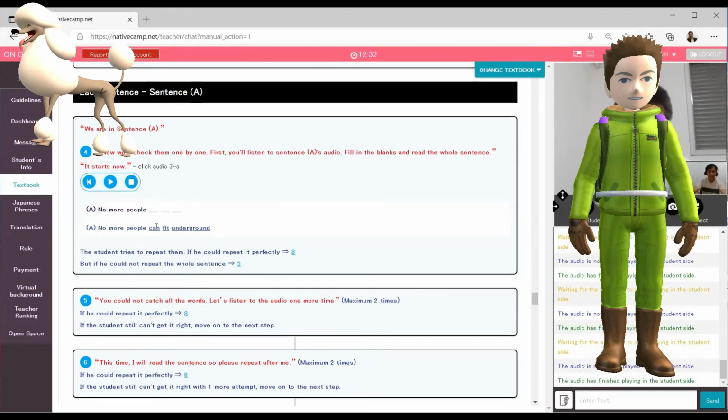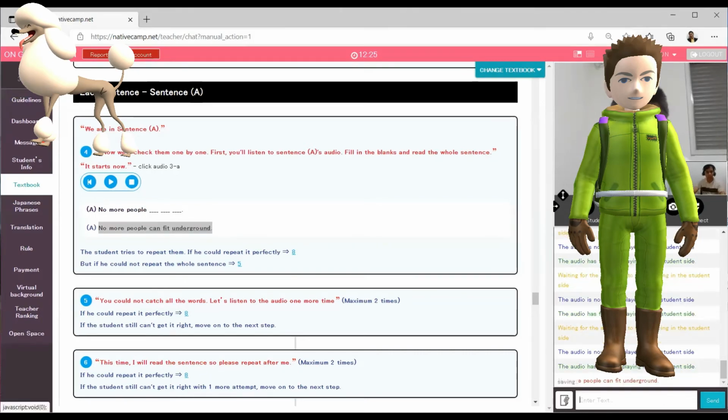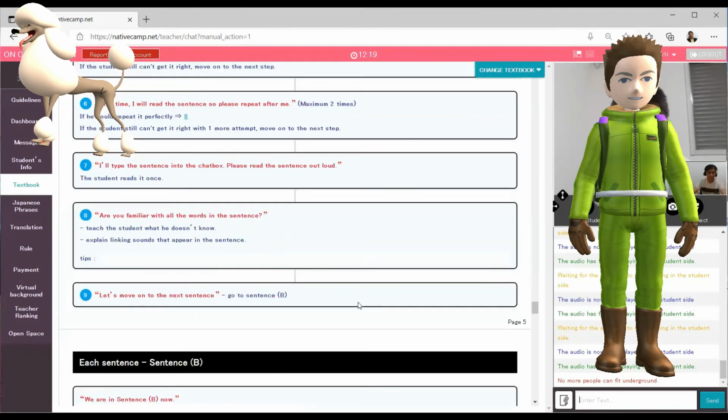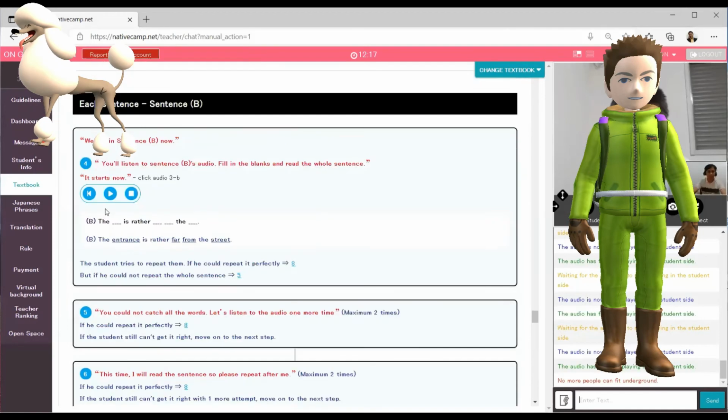No more people can fit underground. That's right. Very good. No more people can fit underground. Yes. All right, now let's move to sentence B. Please listen carefully. It starts now.